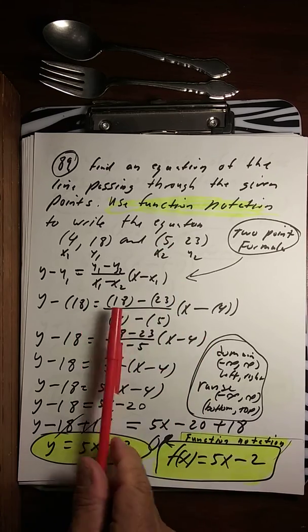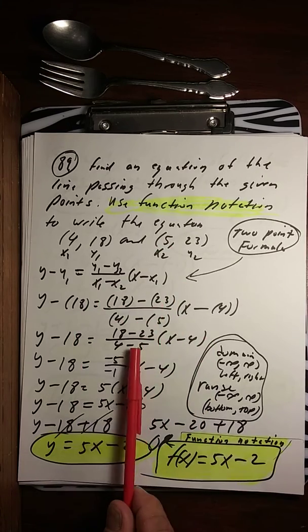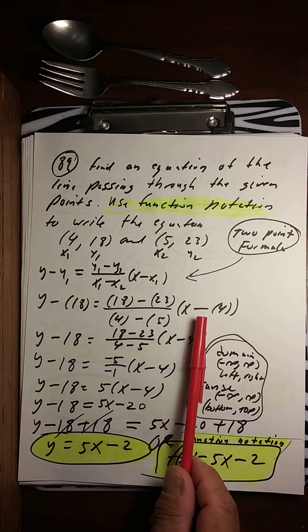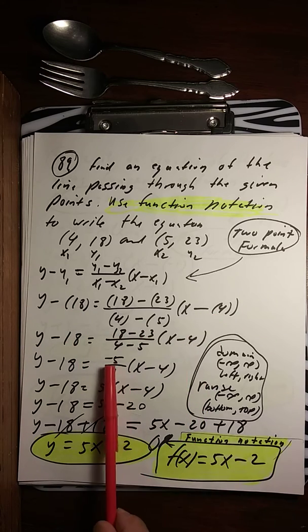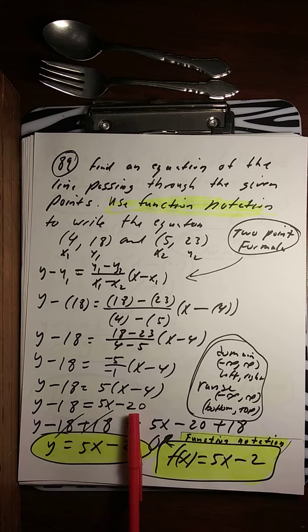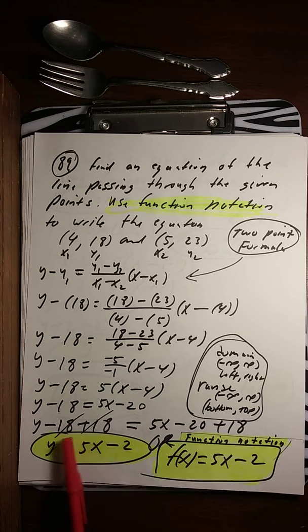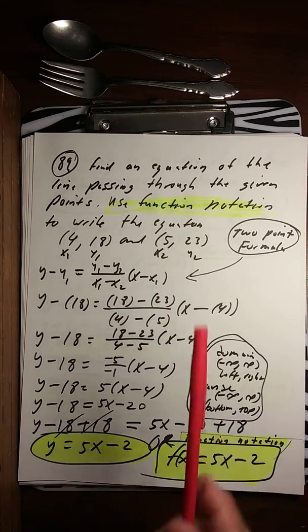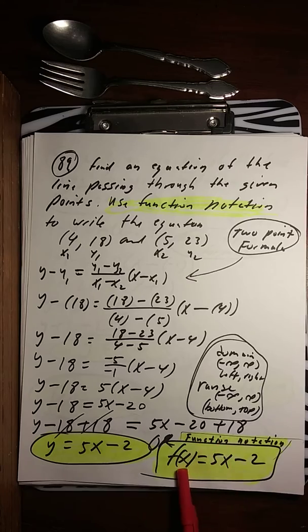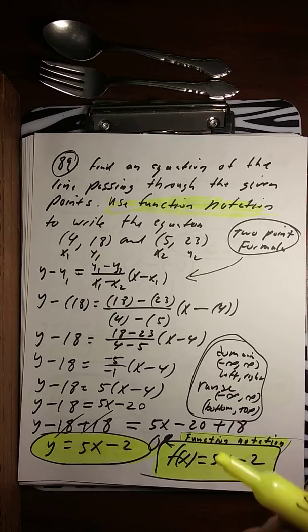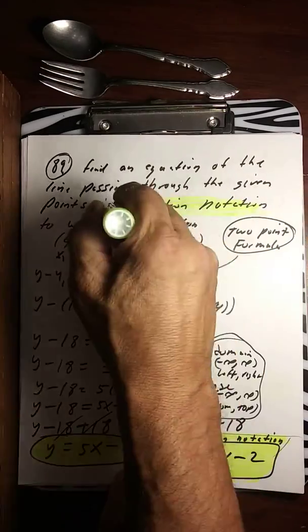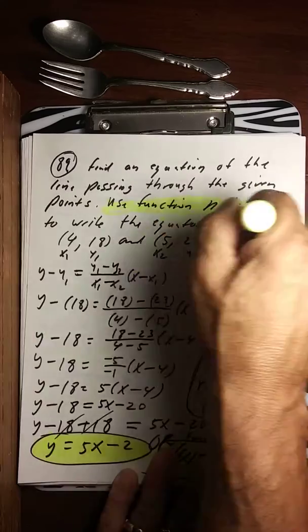Put the numbers in. 18 minus 23, 4 minus 5, and negative 18. And this will be negative 4. That's going to be negative 5 over negative 1. Negative by negative is positive 5. 5 times that is that. 5 times that is that. Add 18, add 18. So that means y equals 5x minus 2. But they want us to use function notation. So that means f of x equals 5x minus 2. Same thing but function notation. Okay, remember at the beginning, I said to do that. What is it? Use function notation.